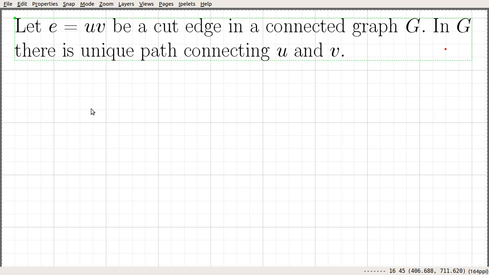Okay, so in this video we prove another property of a cut edge in a graph. The statement reads as follows: let E equal to UV be a cut edge in a connected graph G. Then the conclusion is that in G there is a unique path connecting U and V. So let's go and prove this statement.